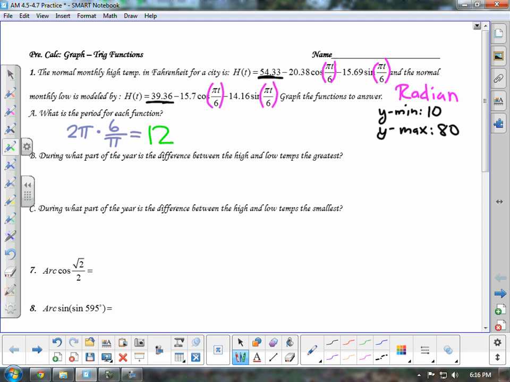Now, this is talking about monthly high temperatures and monthly low temperatures. And just by logic and some common sense, you should have known that the period is going to be 12, because as you've been living, the temperature stays pretty much the same each month from year to year. So that is why we have our period being 12.